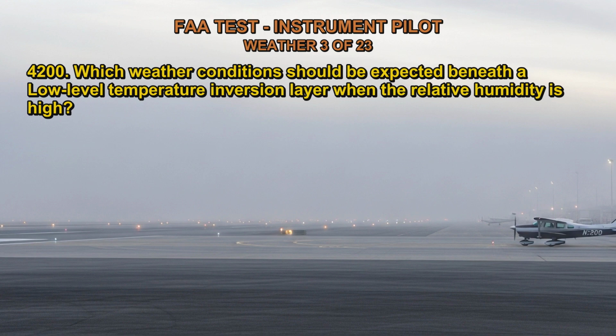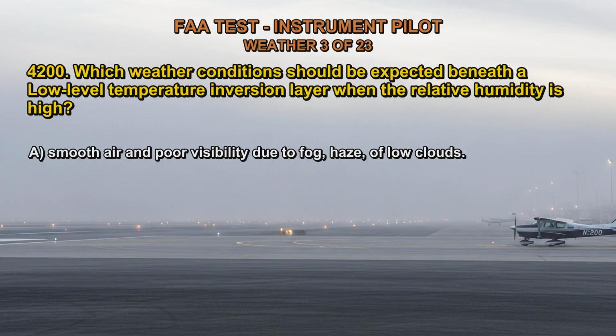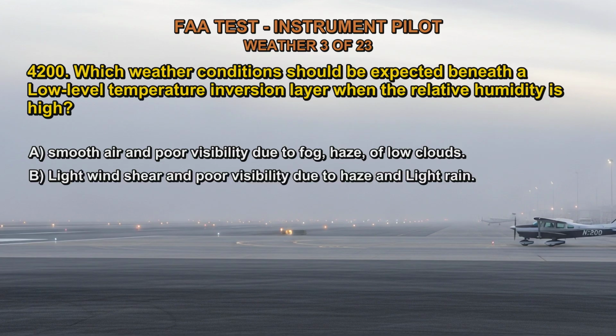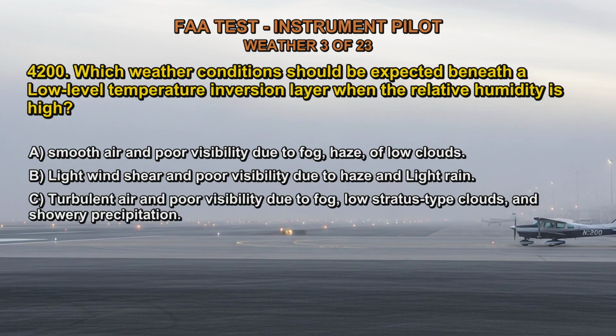4200. Which weather conditions should be expected beneath a low-level temperature inversion layer when the relative humidity is high? A. Smooth air and poor visibility due to fog, haze, or low clouds. B. Light wind shear and poor visibility due to haze and light rain. C. Turbulent air and poor visibility due to fog, low stratus-type clouds, and showery precipitation.